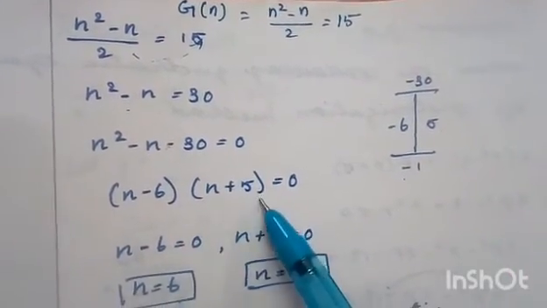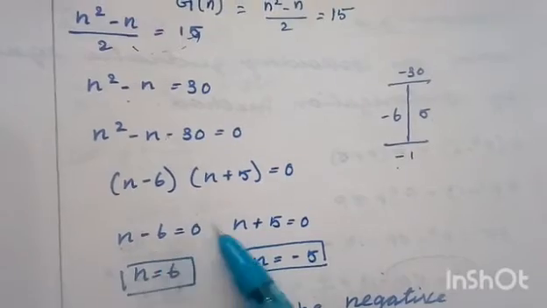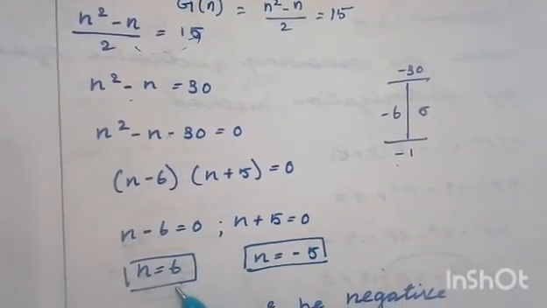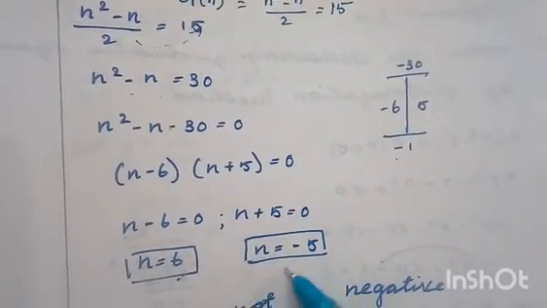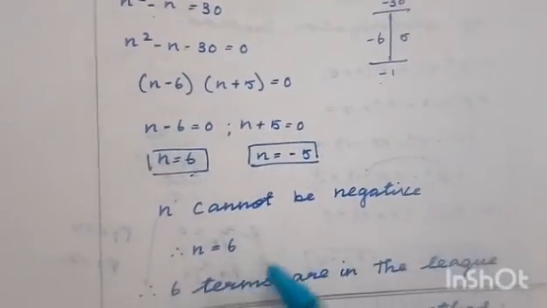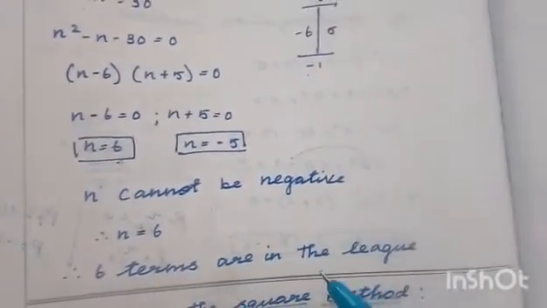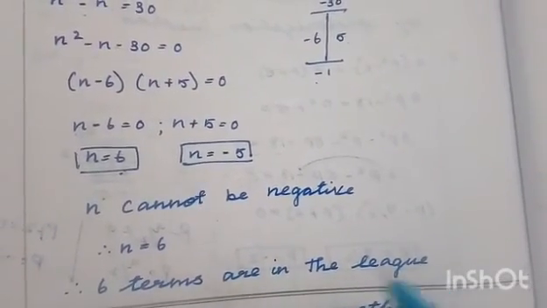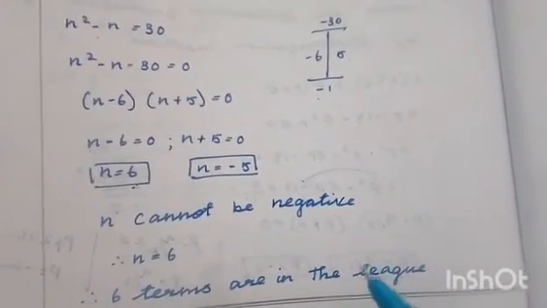So n minus 6 into n plus 5 equal to 0. So n minus 6 is equal to 0, so that is n equal to 6. n plus 5 equal to 0, that is n equal to minus 5. n cannot be negative. So n equal to 6. Therefore, 6 teams are in the league. How many teams are in the league? 6 teams are in the league.